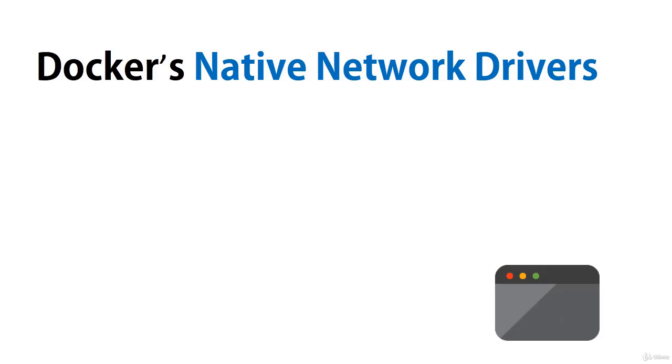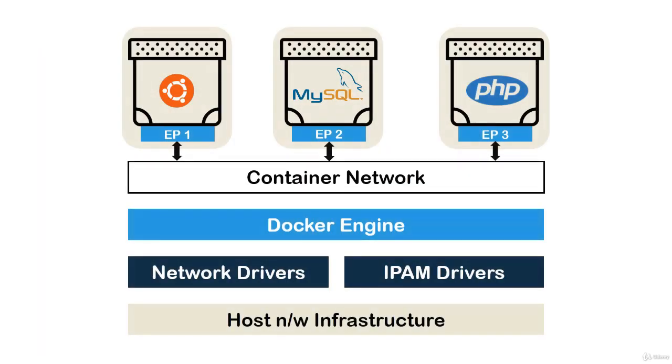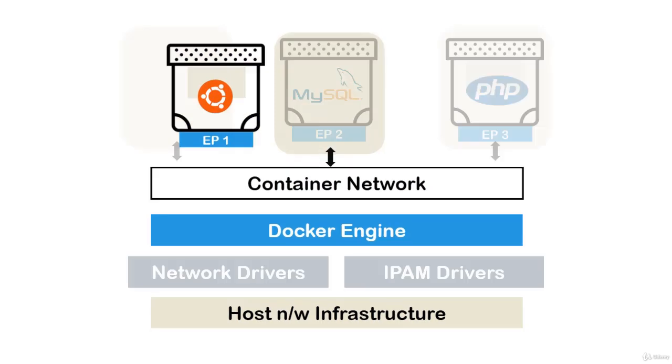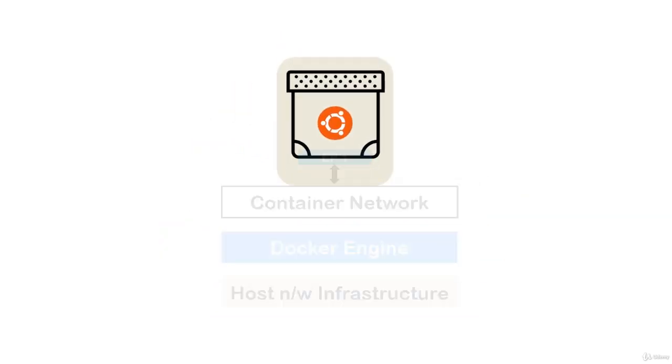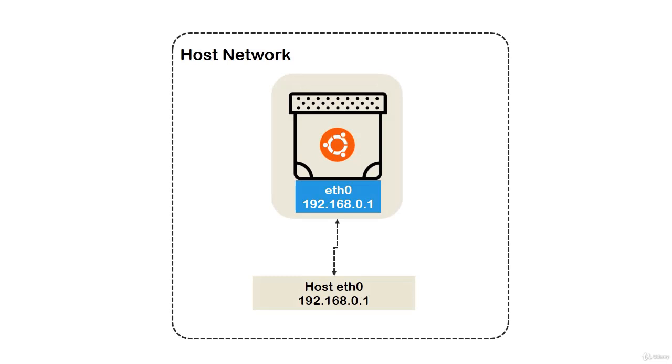Out of native and remote network drivers, we are going to work on native drivers. Native Docker network drivers are used in creation of default or user-defined networks. Do you remember this diagram from previous lecture? Let's shrink it a bit for the convenience. Now, let's consider the first type of network, the host network.